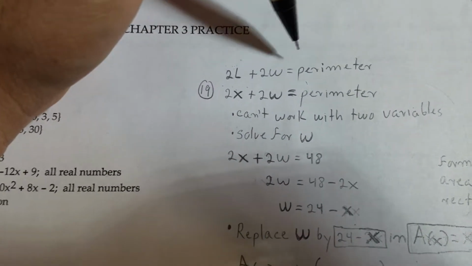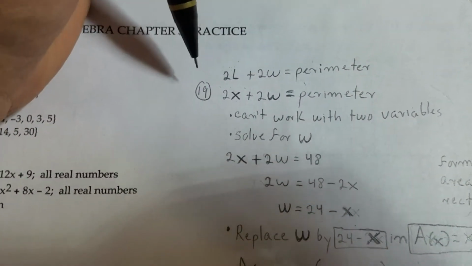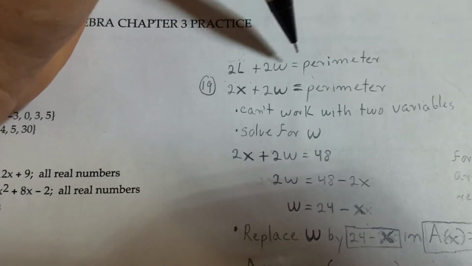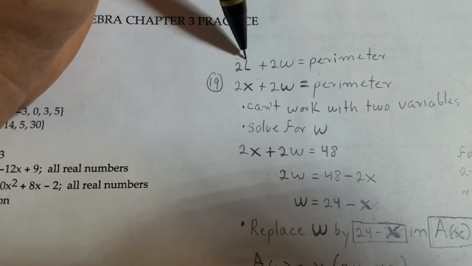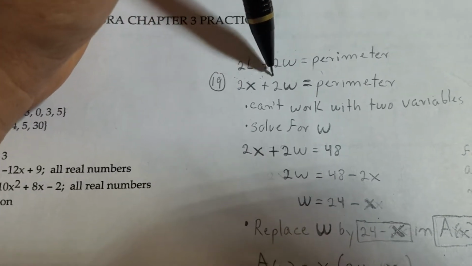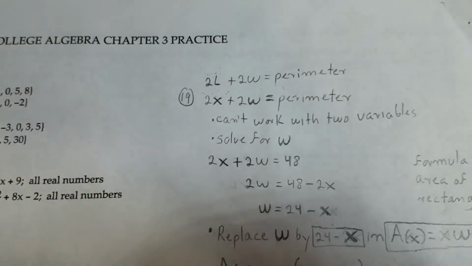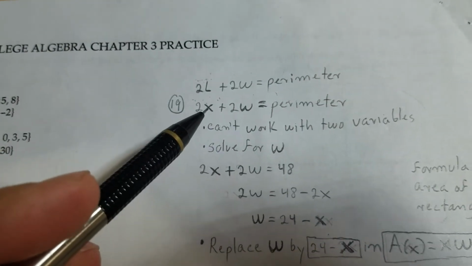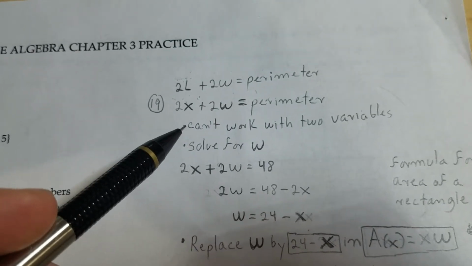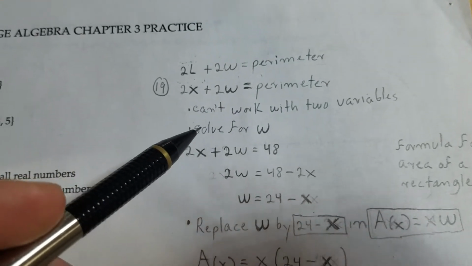You should know that the perimeter of the rectangle is expressed as 2 times the length plus 2 times the width. Now, since we said that the length is going to be expressed as x, it goes like 2x plus 2 width equals the perimeter. Now, you have two variables here. You have x and you have w. So you cannot work if you have two at the same time. So you will have to solve for w.